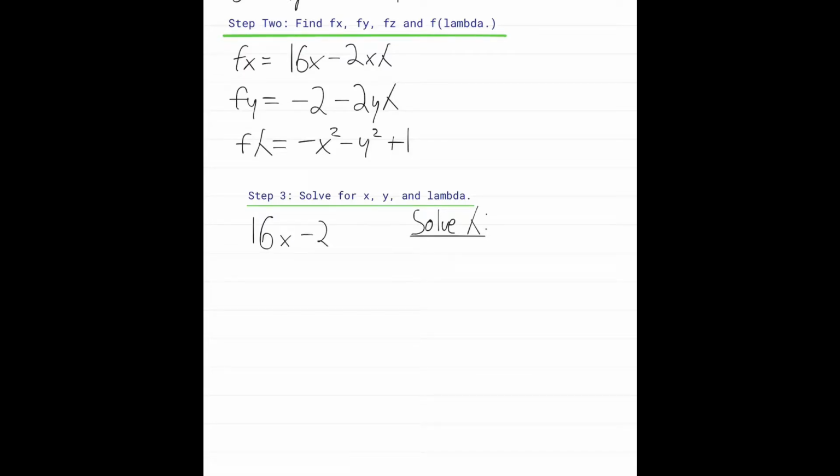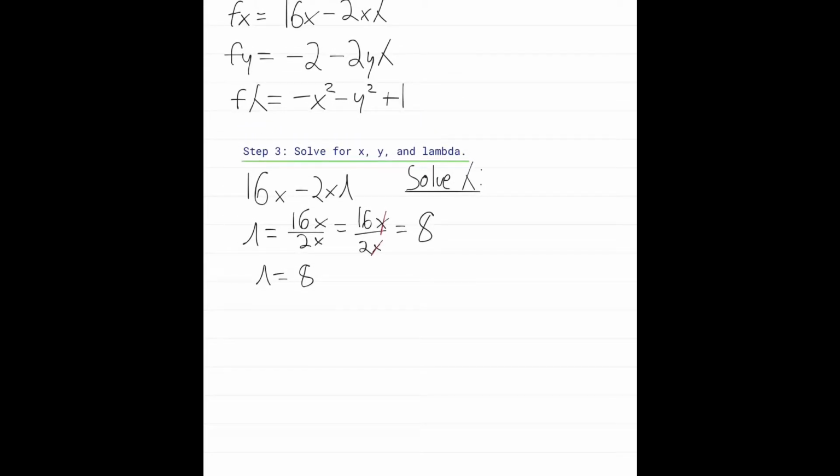So we have 16x minus 2x lambda is equal to 0. We can rearrange and solve for lambda using algebra. 16x over 2x is equal to lambda. Subsequently, the x's cancel each other out, and 16 over 2 is equal to positive 8. So therefore, lambda is equal to 8.